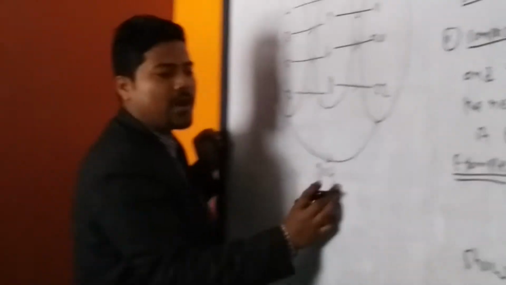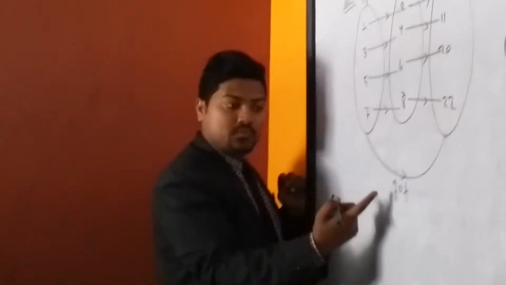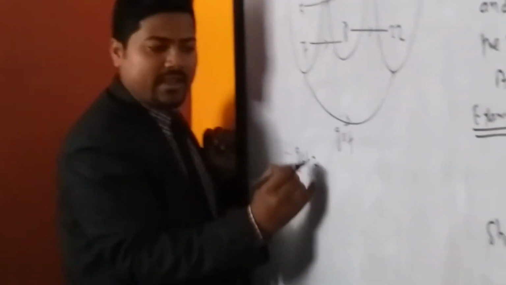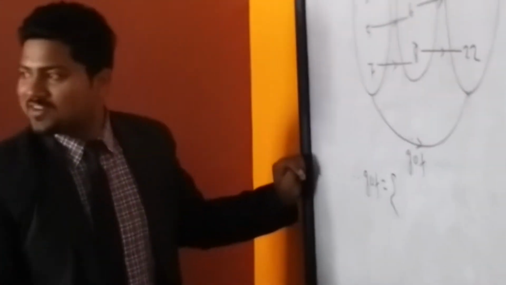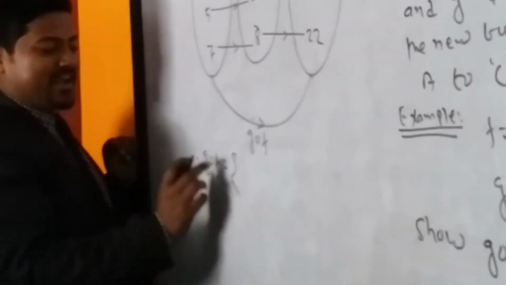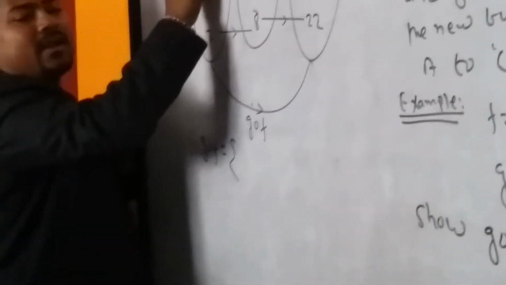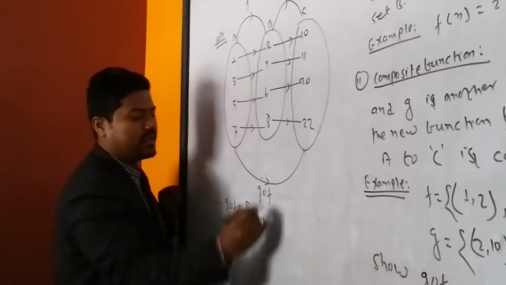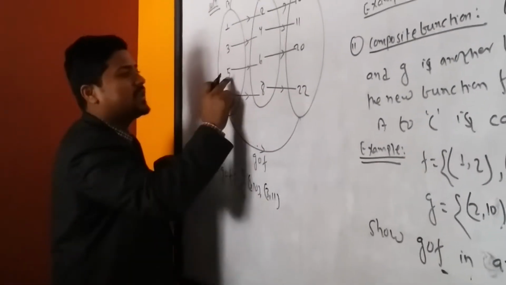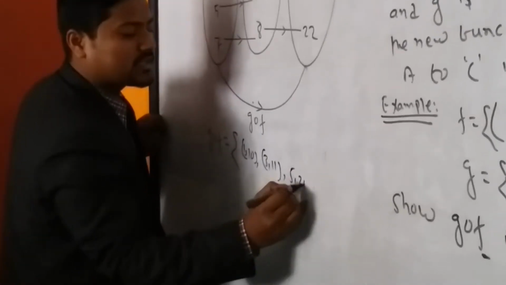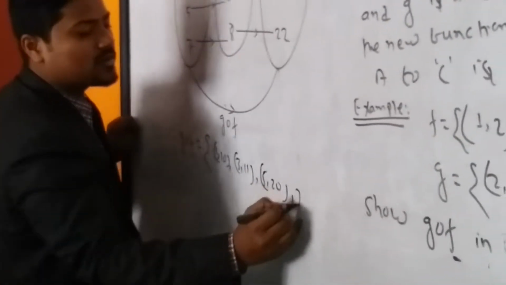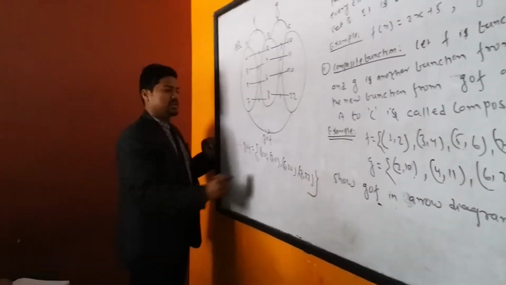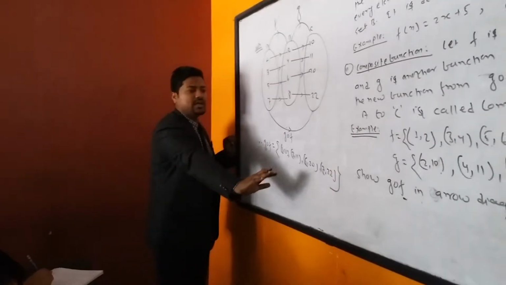And what is the value of gof? Sometimes a question is asked to find the value of gof. So what will gof be equal to? Understood or not? Now from A to C: 1 to 10, then 3 to 11, then 5 to 20, then 7 to 22. In this way we can find the composite function.